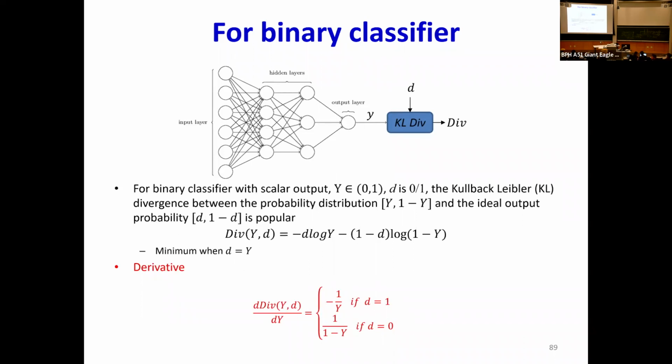When d is 0, the first term goes away, right? What is the derivative now? James, what's the derivative when d is 0? 1 divided by 1 minus y, which is positive. When d is 0, the derivative is, again, it's on the slides for you, 1 over 1 minus y, correct?